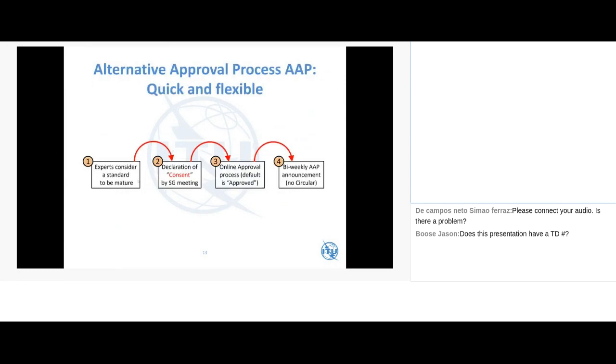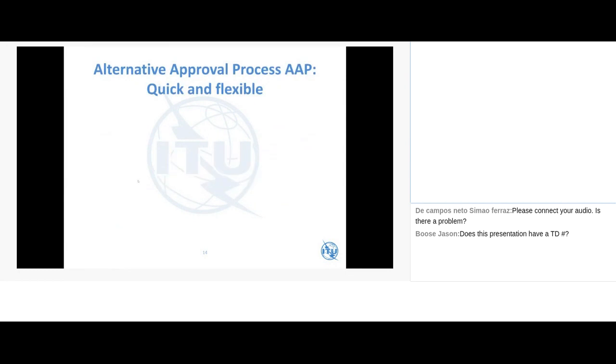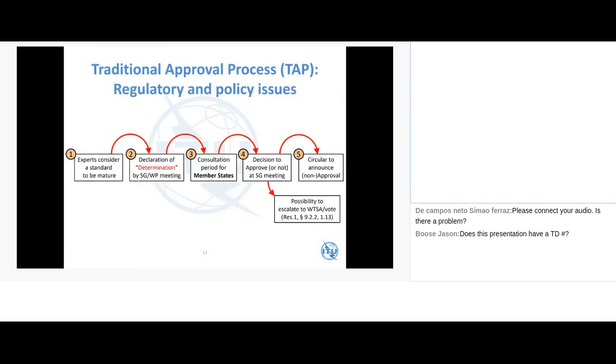But here I have a rather specific question regarding the previous slide, the TAP process. So in step 3, in step 4, decision to approve or not. So for the decision to be positive, how much is the percentage of positive votes, and to stop something being TAP approved, how much is the minimum percentage of negative votes?